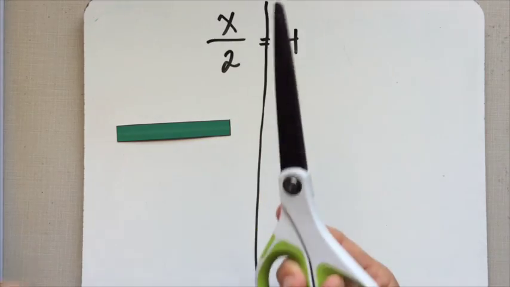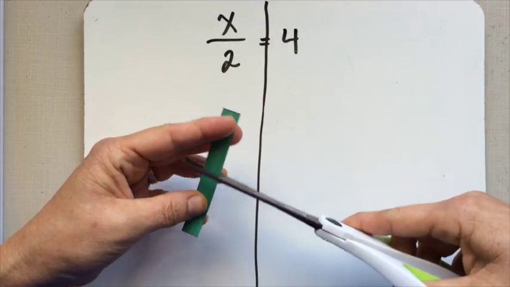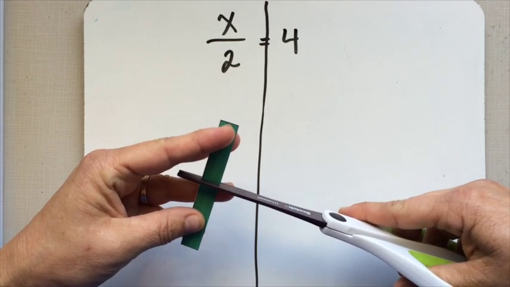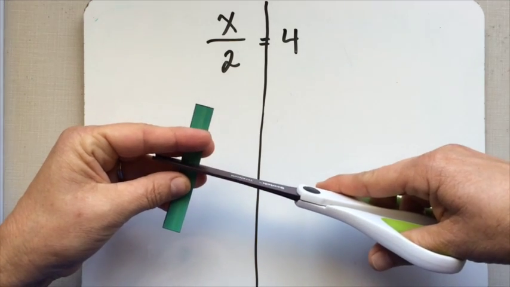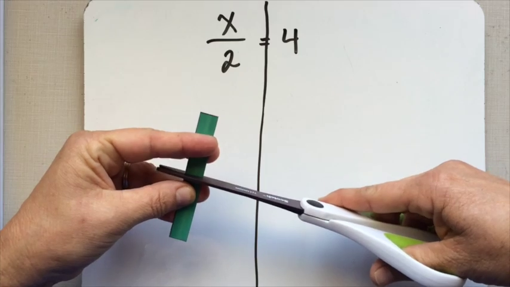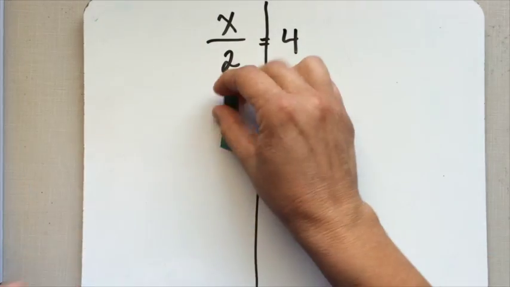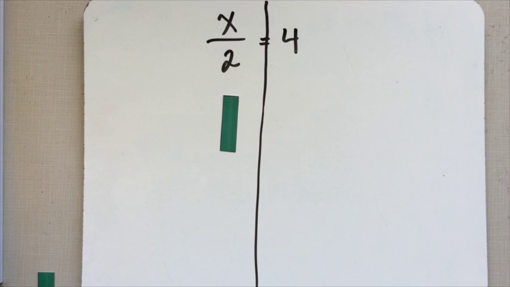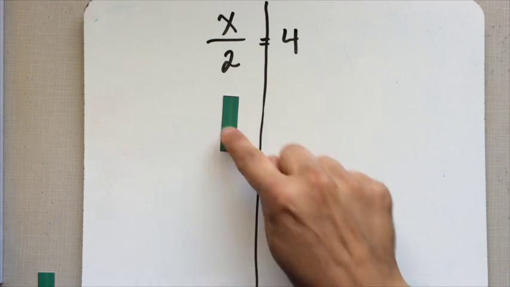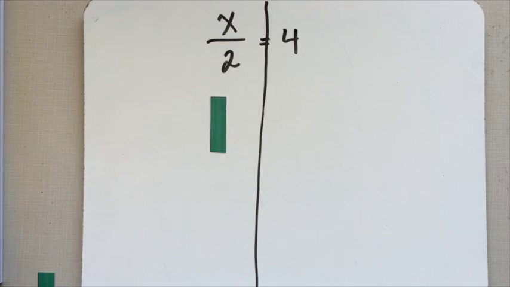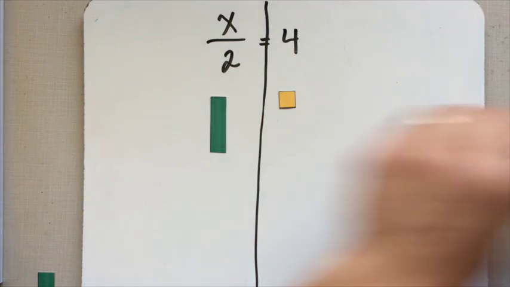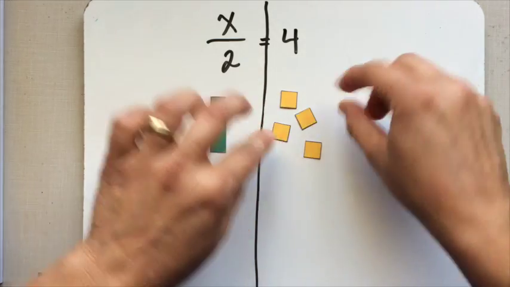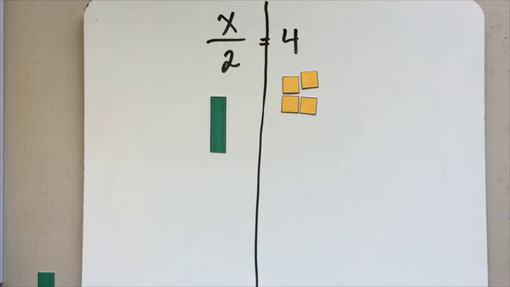Oh, we're going to need scissors. So we're going to take this x, and as carefully as possible, I'm going to cut it. What do you think? Is that half? I'm going to cut it in half. X divided by 2 means we just have half of an x. We have one group of x that's been divided into two pieces, and we only have one of them, right? And then on the other side, we have 4 ones. Oops. 1, 2, 3, 4 ones.